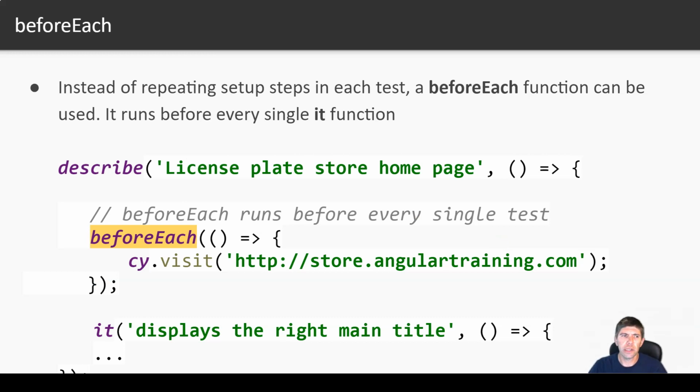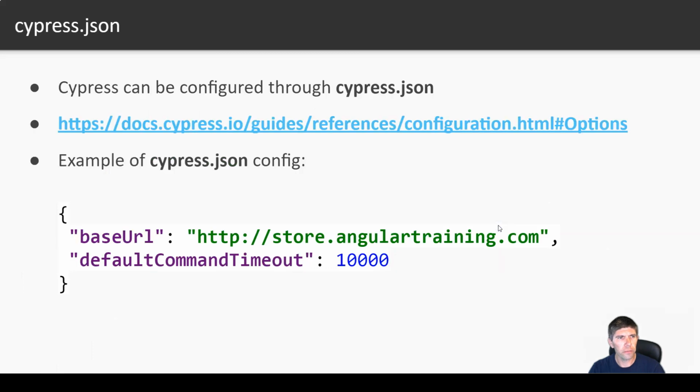The first thing we can do is that there's going to be tasks that run before every single test, right? There's things that we want to set up before every single test, such as going to the page that we're testing. So instead of repeating that command over and over again, visit store.angulartraining.com, I can do it once for all and wrap it in a beforeEach function. That's going to run before every single test. So that way we know that before every test, the first thing we do is go to that page and then run the other tests. So that's a nice thing we can do.